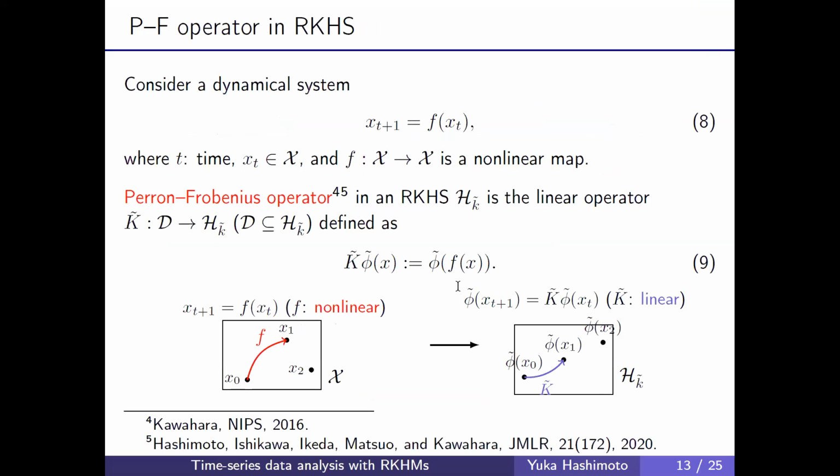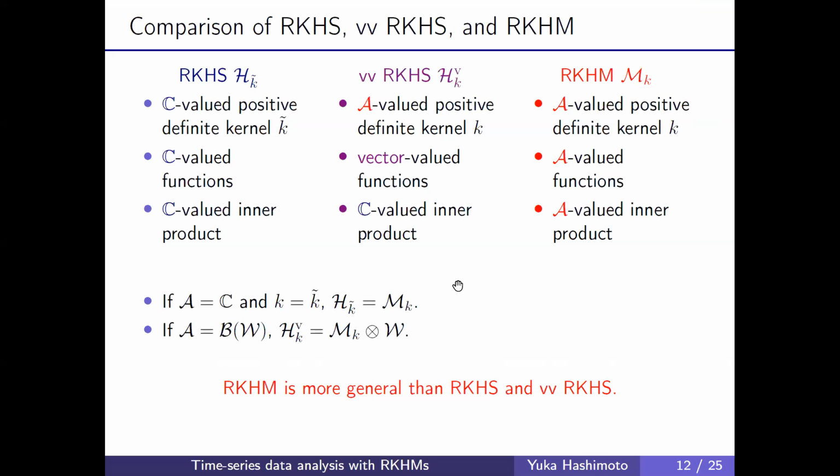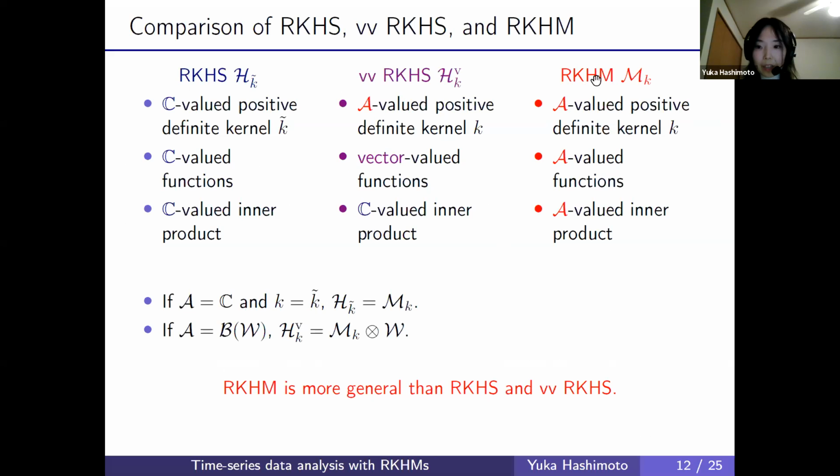So I had a question here. Why did you say that we should expect to extract more information? Because RKHM is more general, and in fact, this is a larger space, larger set than RKHS and VV-RKHS.